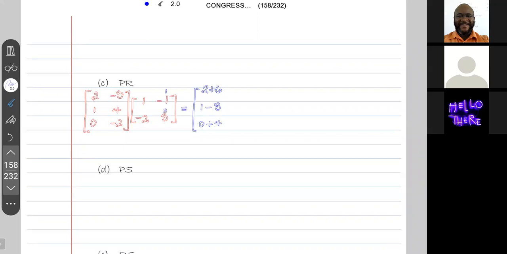So right column, top row. That's going to give me the top right element. First by first, second by second. 2 times minus 1 is minus 2. And minus 3 times 3 is minus 9.